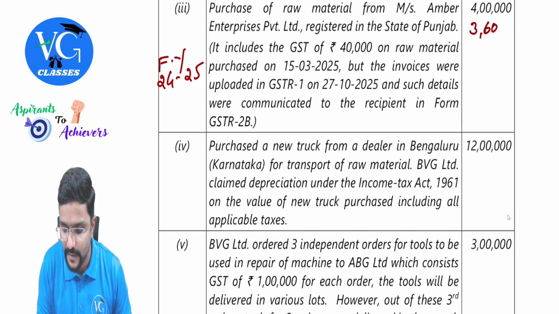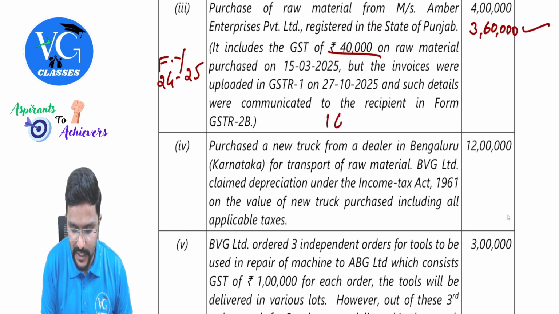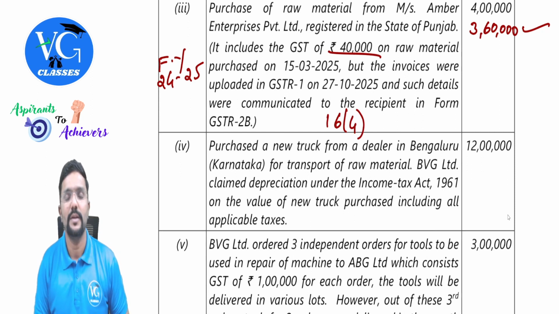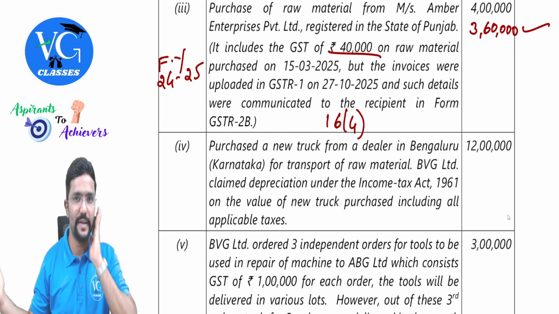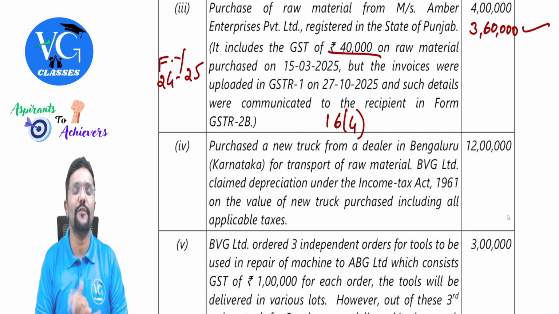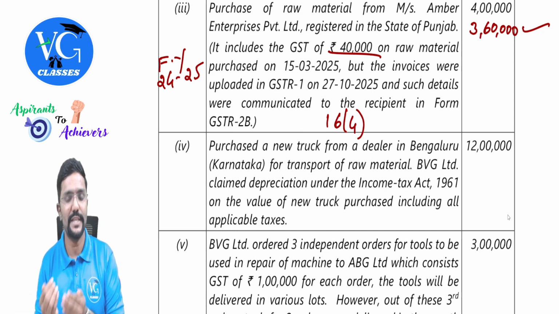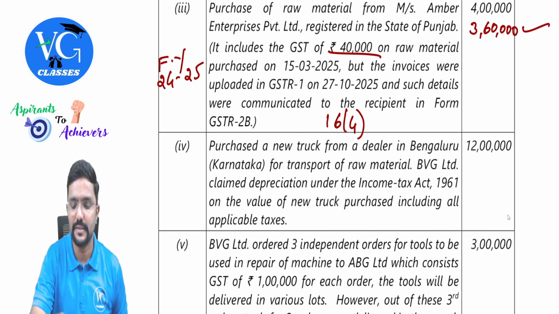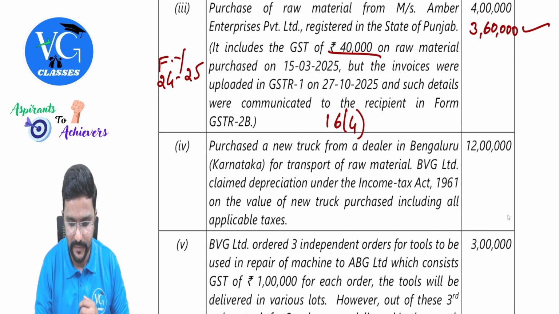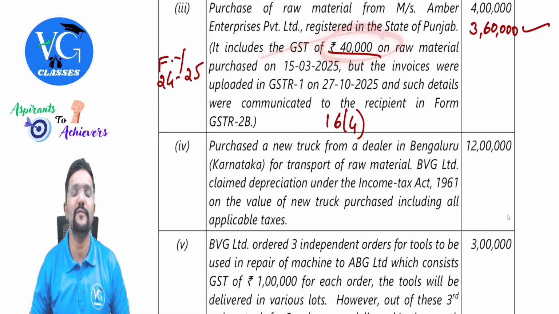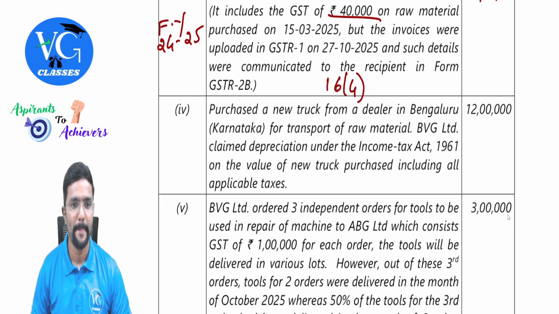Yes. For 40,000, we need to check the section 16(4) time limit, the maximum time limit to avail the credit. What is it? 30th November of the next financial year or the actual date of filing the annual return. So the actual date of filing the annual return, they would have given it somewhere in the adjustments. We will see it later to decide whether credit is available for 40,000 or not.